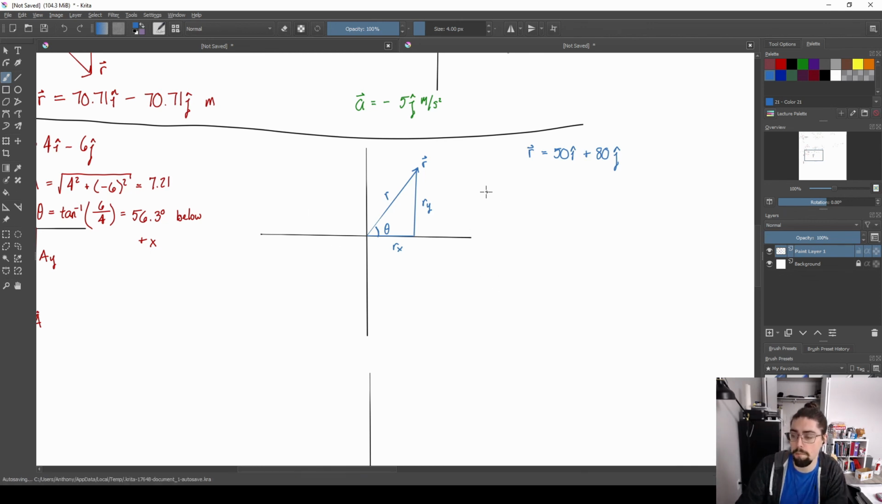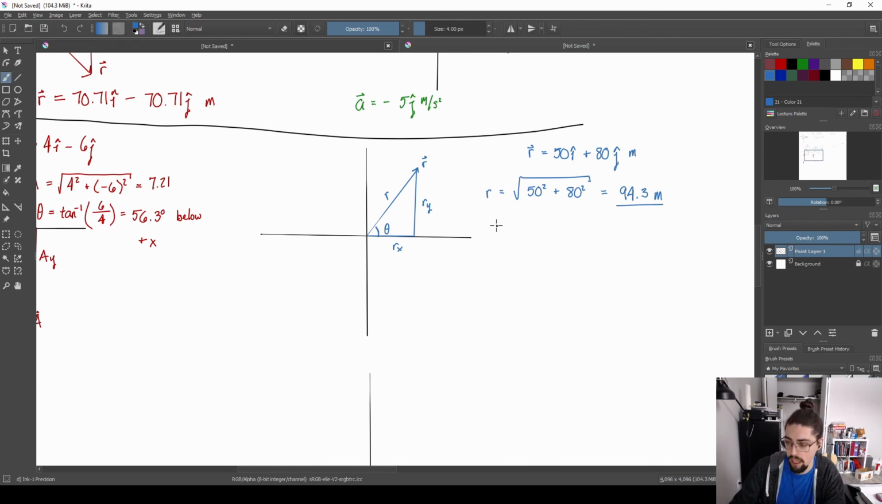So I'm going to find the magnitude. I'm going to start with Pythagorean's theorem. 50 squared plus 80 squared. Put those two things together, and I should end up with something like 94.3. And in this case, we actually did specify units. So this was 50 i hat plus 80 j hat meters. That means that our magnitude is 94.3 meters.